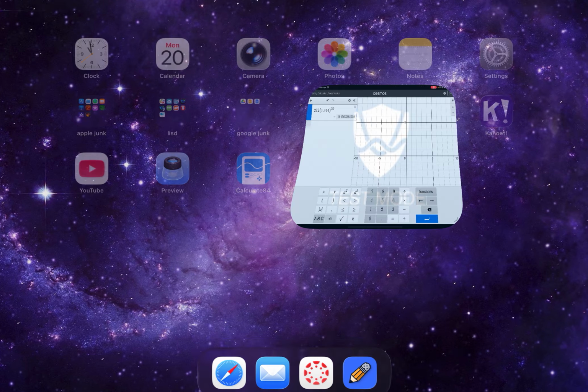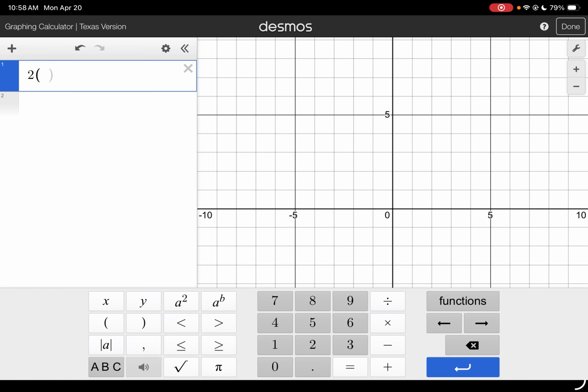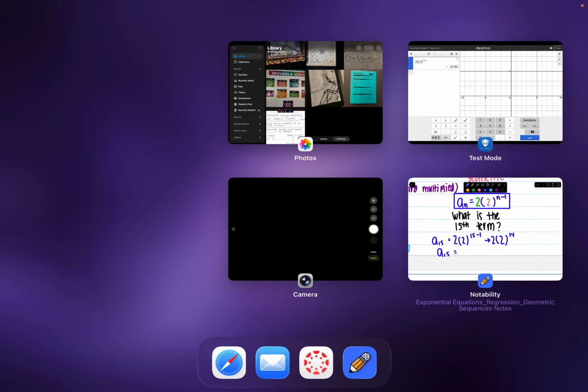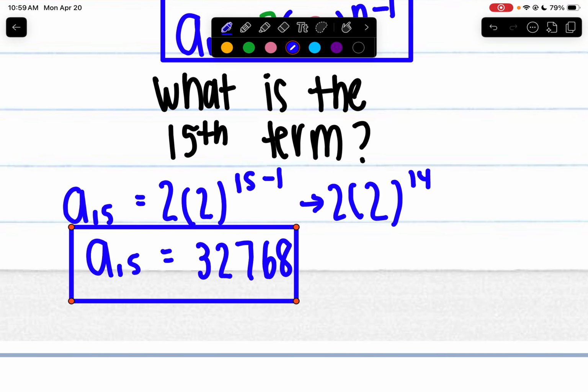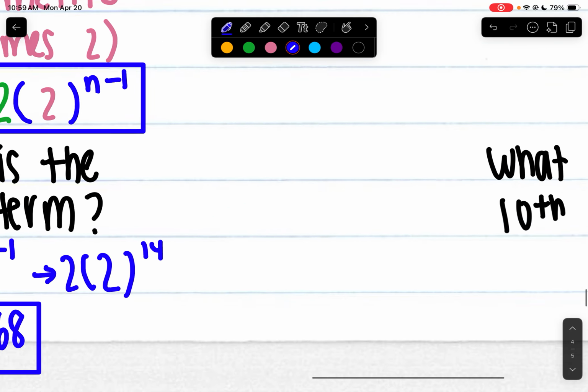So I'm going to go ahead and type that into Desmos, and I'll show you what I mean by it doesn't like it. So if I try to type in 15 minus 1, it's always going to bring that minus 1 down instead of being in the exponent. So we want to go ahead and just simplify and make it a 14. So the 15th term would be 32,768. Oops, I need to clear my calculator out. 32,768. That would be the 15th term. All right, let's move on to the next one.